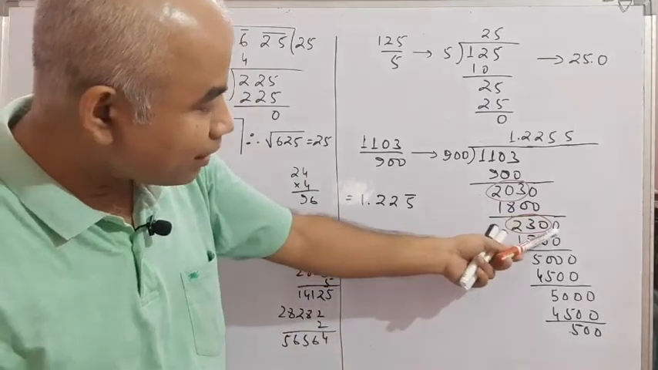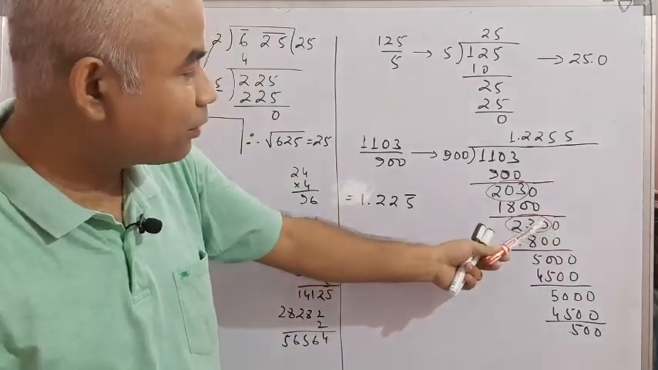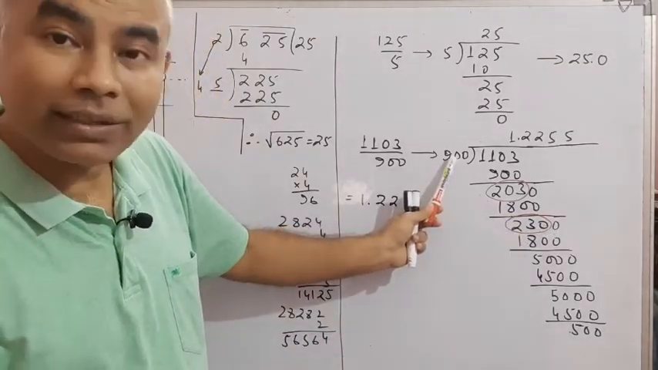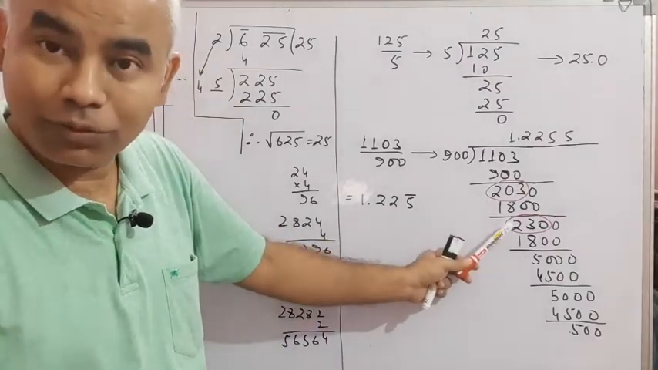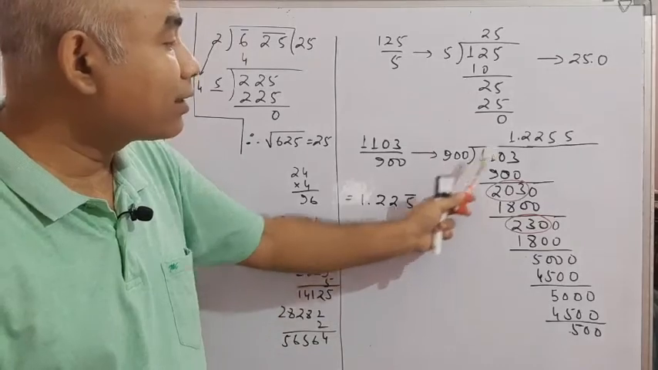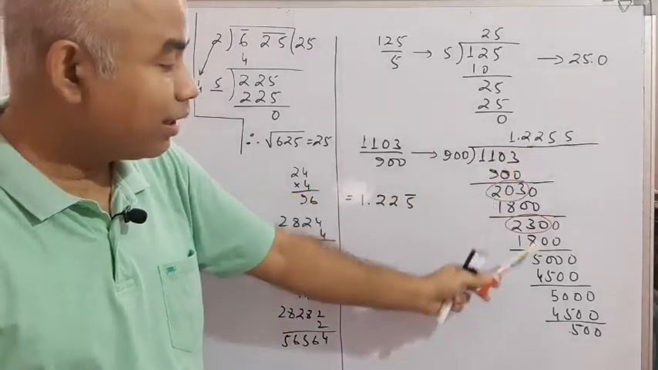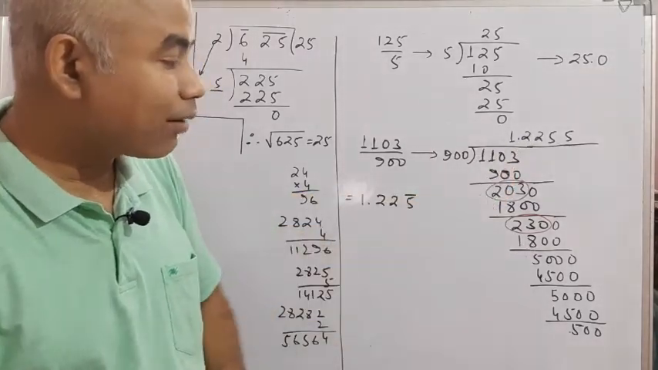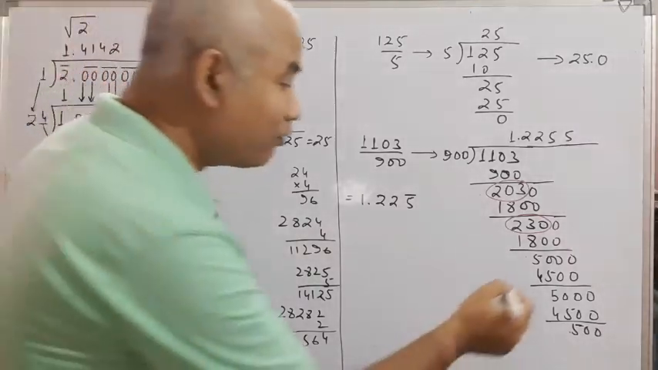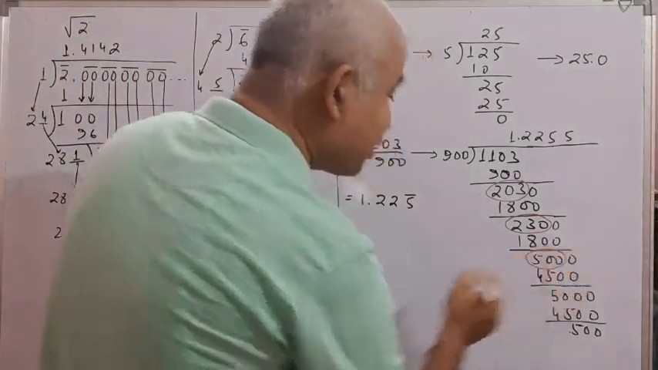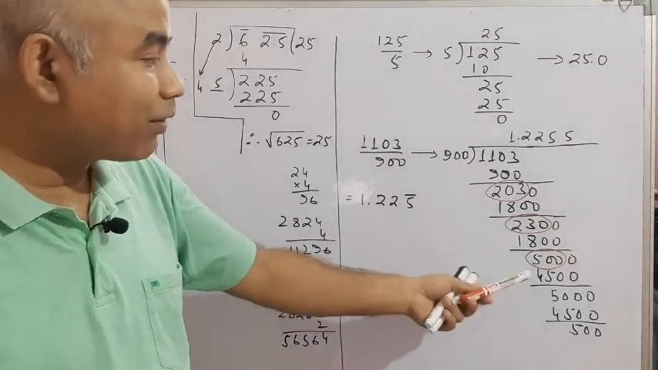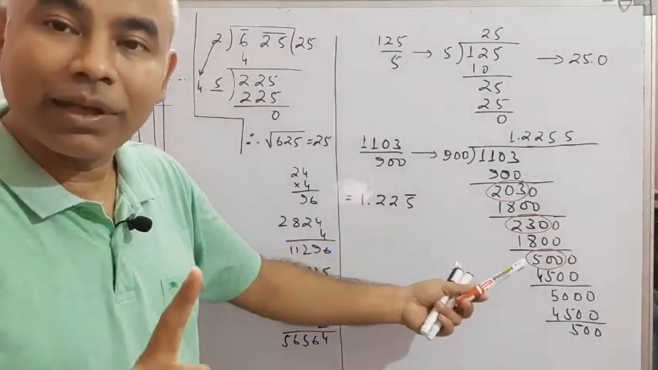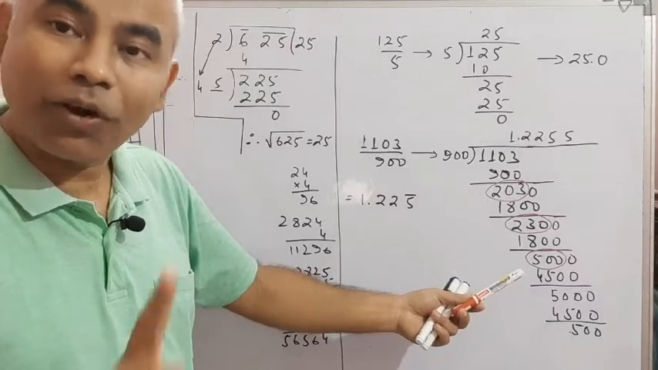Then again I write 0, it becomes 2300. 900 into 2 is 1800, 900 into 3 is 2700, which will be more than 2300. So I write 2 here and I subtract it. Then I have got the remainder 500. Remainder is now 500, and it is neither 0 nor repeating.